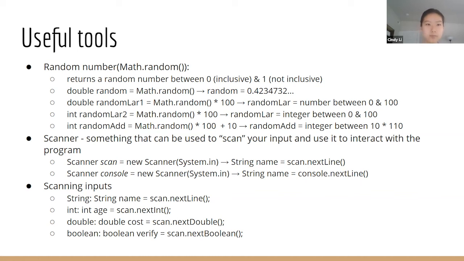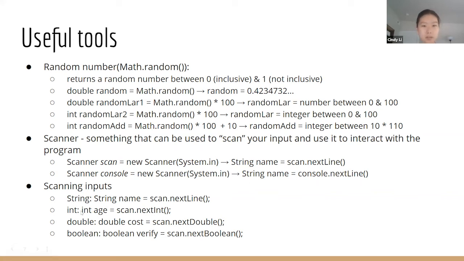That's how it works. There's random double and random int. And if you want to change the range, you can add numbers, add 10, add 1, add 5 to change the range. Scanner, something that can be used to scan your input and use it to interact with the program. We've been using scanners for some time now, so you guys should be pretty familiar with it. But just in case you forgot how to use it, here is everything you need to know about scanners.